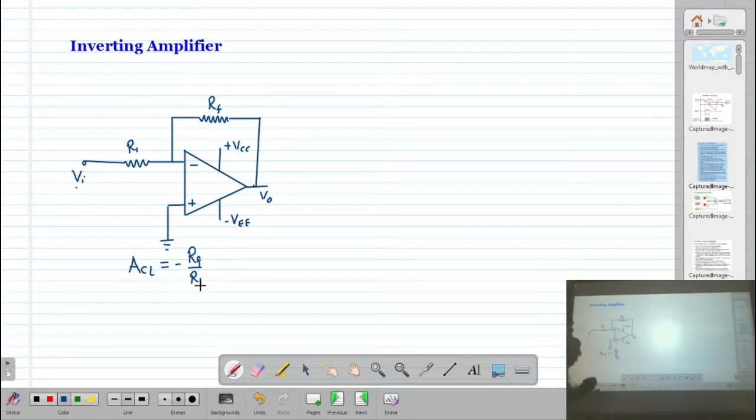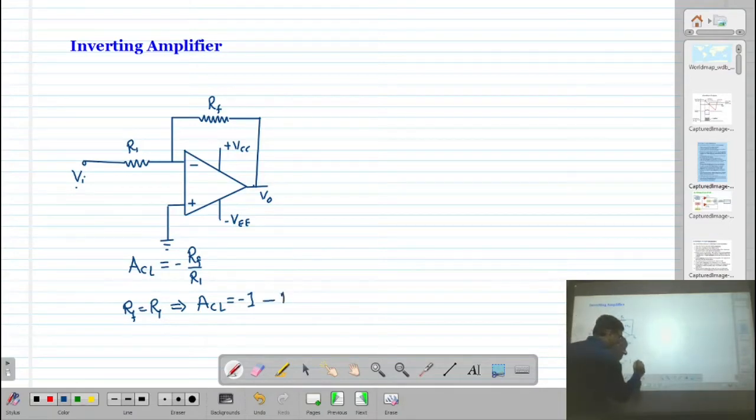Now, if we take RF equal to R1, that is, if the feedback resistance and R1 are the same, then the closed loop gain will be equal to minus 1. In this case there is no amplification, but the negative sign indicates the signal is inverted. You get a 180 degree phase shift between the input and the output terminal. That's why this circuit is known as a phase inverter circuit.